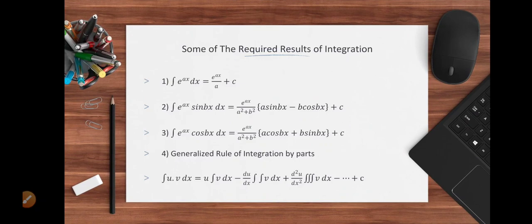And observe here, the first term is positive, second term is negative, third term is positive, fourth term is negative. So here in this generalized rule of integration by parts, the terms are alternately positive and negative, but you may get the results after taking the derivative and integration, which will change these signs. This is the first step, the sign convention for applying the rule of integration by parts.